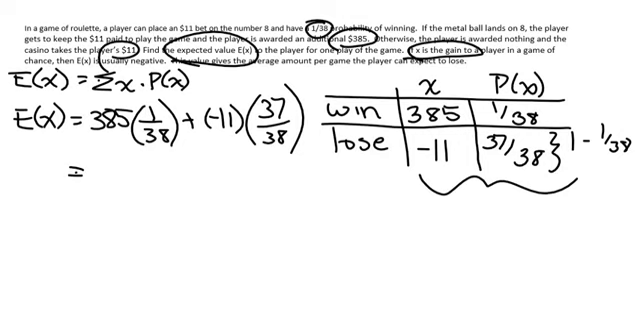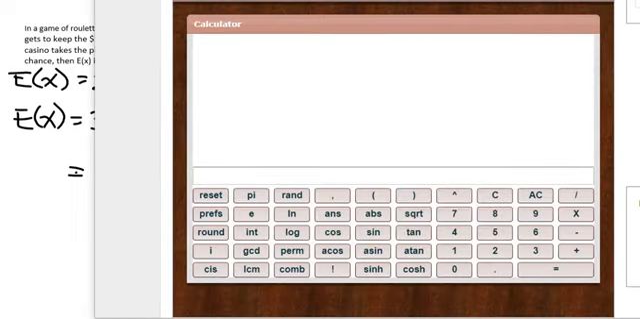Now, to make this easier, I'm going to enter this entire expression into my calculator at one time. Here I have an online calculator that I've found. So we're going to enter in our expression. We have 385 times, now to enter in the fraction, I'm going to use a set of parentheses, and I'm going to use division as the fraction bar. Enclose that in parentheses, then we're going to add.